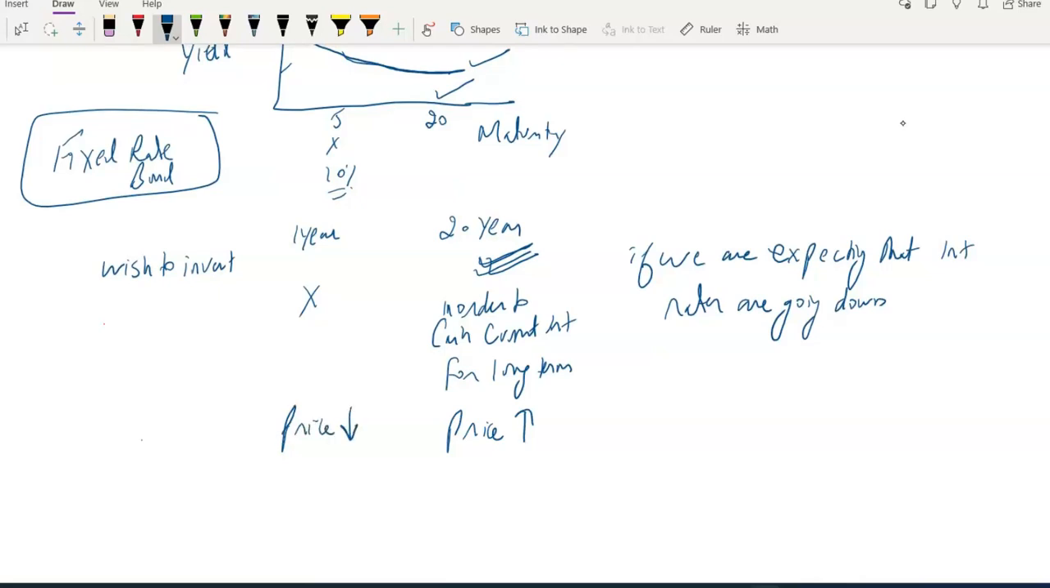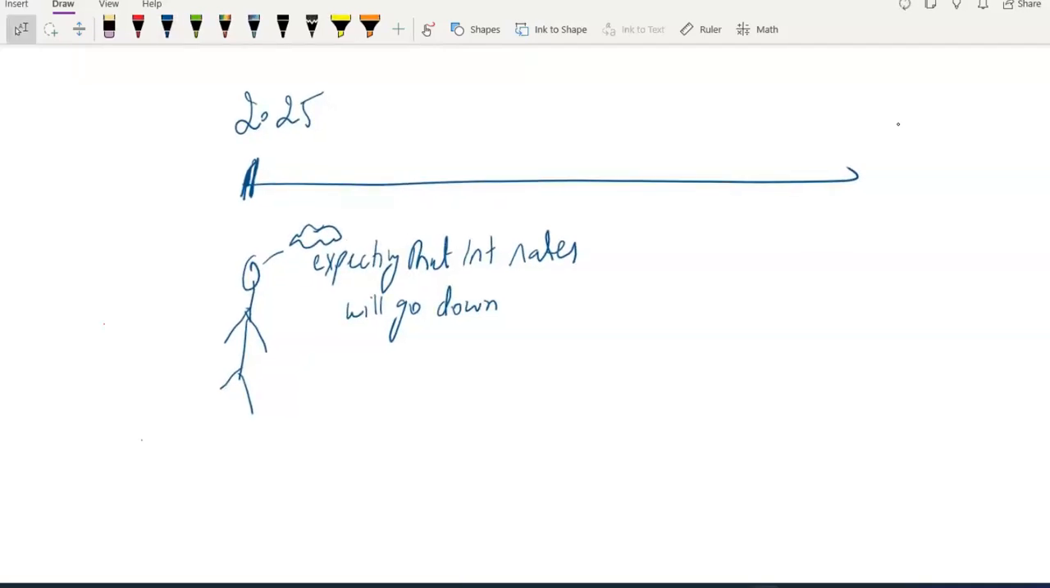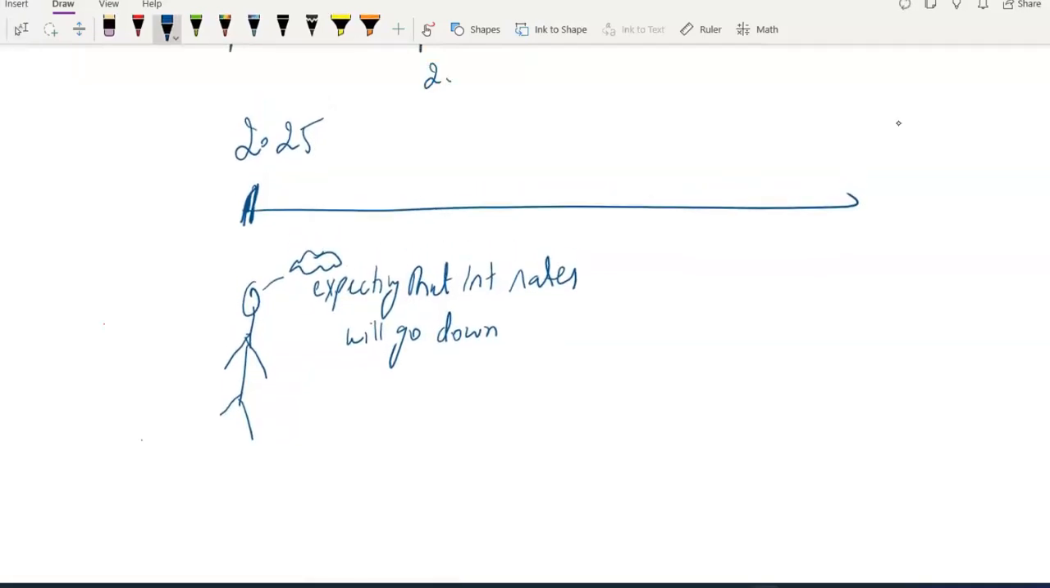बात समझ आ रही है ना? Why will you go for long term? Because you want to catch the current interest rate for long term. Currently interest rates are higher, but you're expecting it will go down. So everyone will invest in long term. Nobody will invest in short term. अभी डाउन हुए नहीं है, it will go down. For example, currently it is 20%. It can go to 15, it can go to 10.